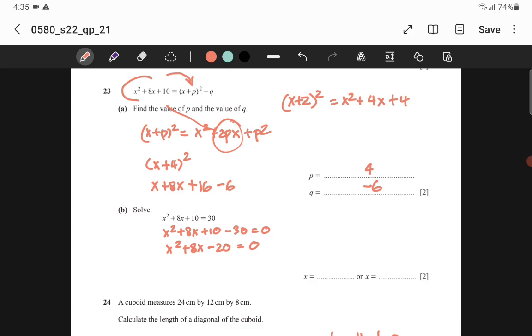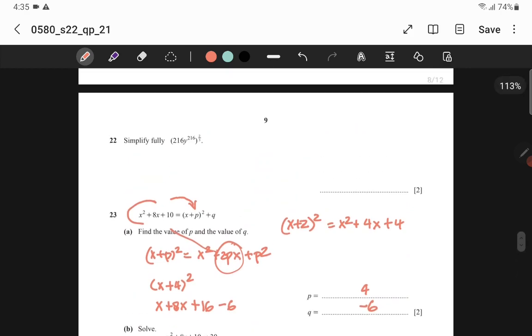10 with 2, yeah? So the positive one is 10, and this one is negative 2 is equal to 0, so x is equal to negative 10. x is equal to 2, negative 2, 2, 10 and 2. Okay?